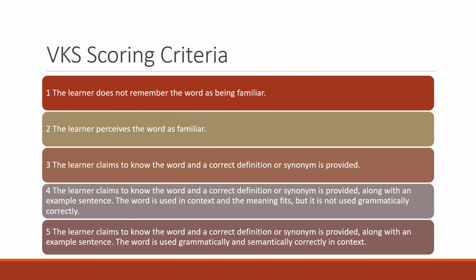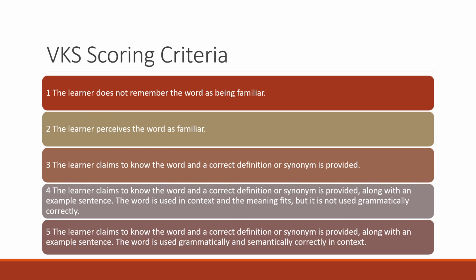When scoring a vocabulary knowledge scale test based on Paribakht and Wesche's model, if the learner chose 1 and they're not familiar with the word, you give them a score of 1 for that word. If they chose 2 that they perceive it as familiar, you give them a score of 2. And if they choose 3 and they give a correct definition or synonym, then you give them 3. If they chose an incorrect definition or synonym, then you give them 2 because they thought that they were familiar with it, but they guessed wrong.